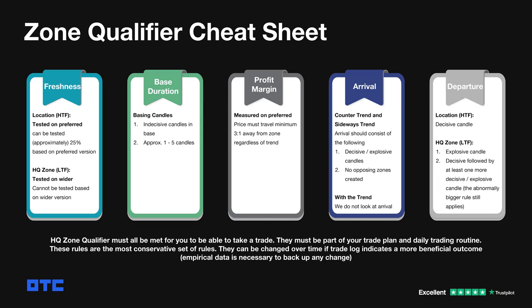Before we wrap up, let's take a moment to consolidate everything we have covered. Here's a handy cheat sheet that summarizes all the zone qualifiers we've discussed. It's a quick and easy reference to help you evaluate zones with confidence. Feel free to take a screenshot so you can refer to it anytime. Having this guide at your fingertips will simplify the decision-making process and keep your analysis consistent. Everything we have just learned about refinement also applies to this next section.